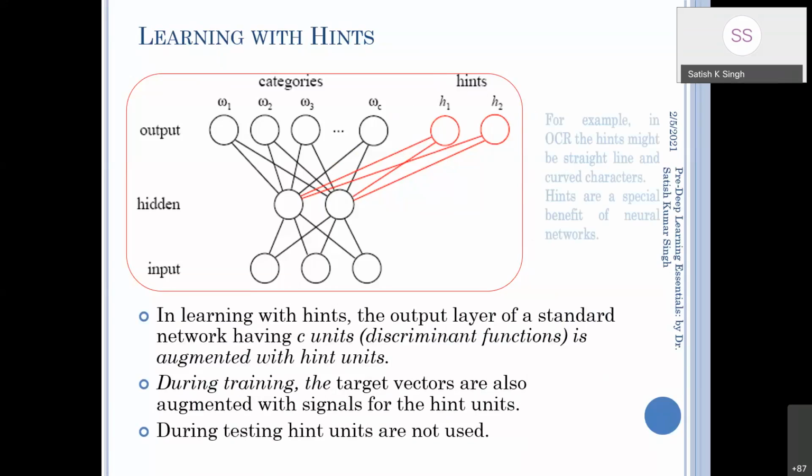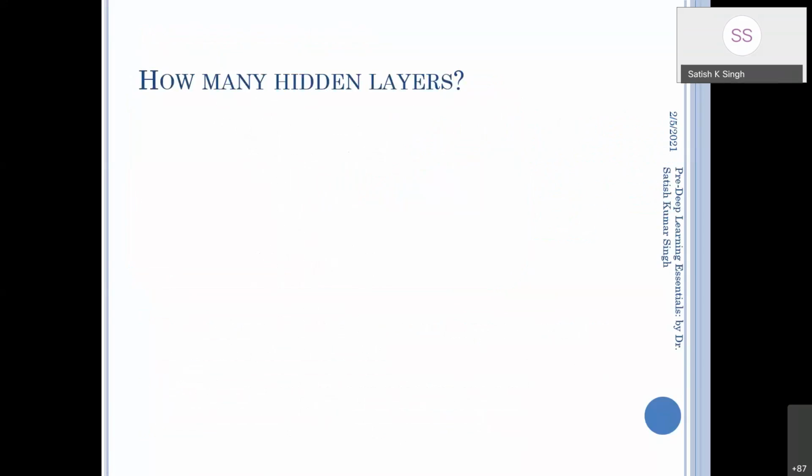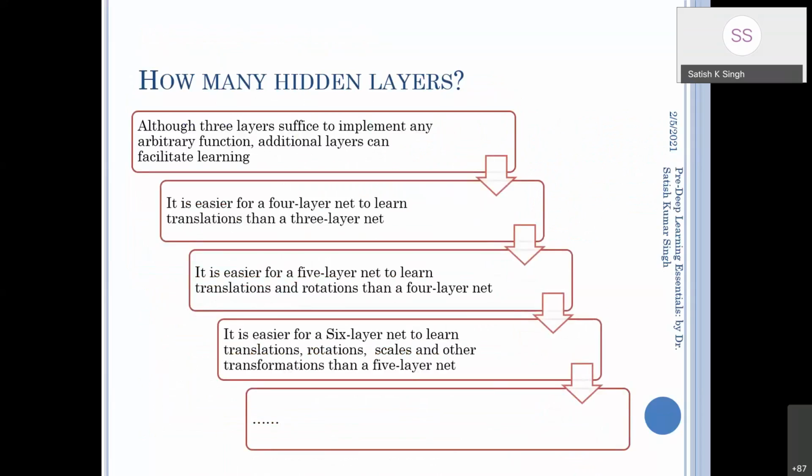So these are the things. So this is the last slide. So how many hidden layers must be used? Although 3 layers suffice to implement any arbitrary function, I have already discussed this. Additional layers can facilitate learning.